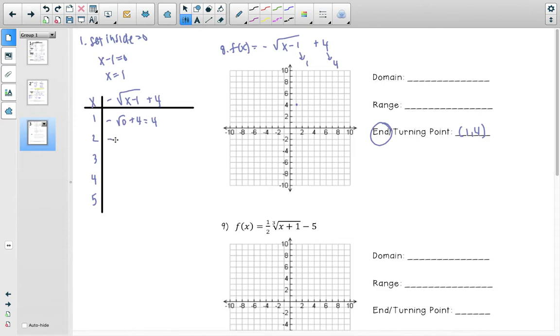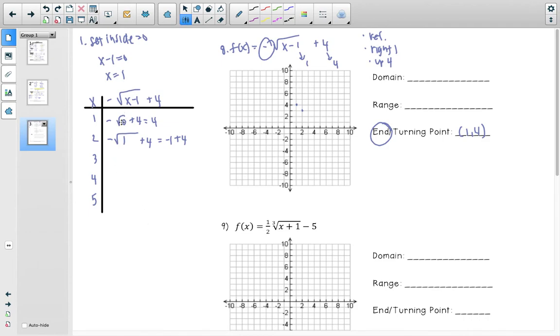Then we're going to plug in 2. 2 minus 1 is 1. The square root of 1 is 1, so we get negative 1 plus 4, which is 3. So at 2, we're at 3. Now the question is, why is this going down? Well, it's going down because of this negative right here. So this graph was reflected. It's going to be shifted right 1, and it's also going to go up 4. So those are the transformations.